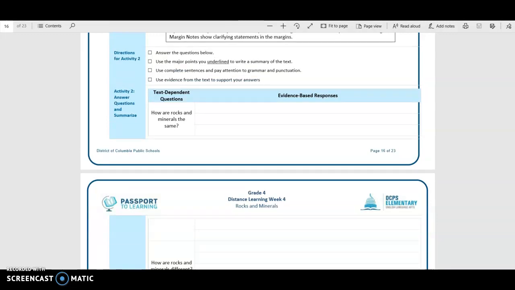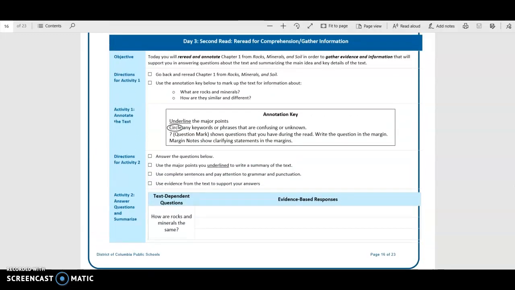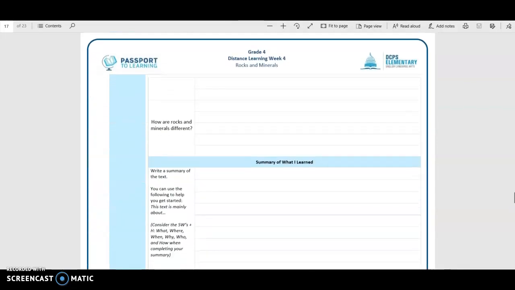You're going to go ahead and write in a complete sentence how rocks and minerals are the same, based on what you have now learned from the text. So you have to refer back to the text. Look at the things that you underlined, because you should have only underlined the major points, the most important details of the text that pertain to what rocks and minerals are and how they are similar and how they are different. The next question is, how are rocks and minerals different?